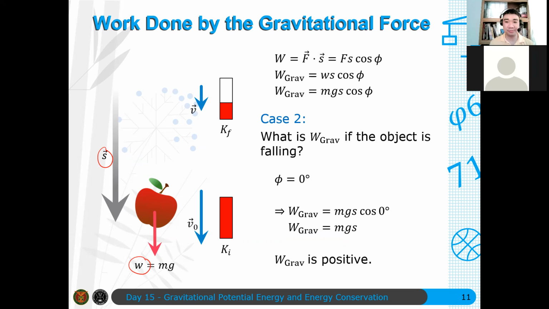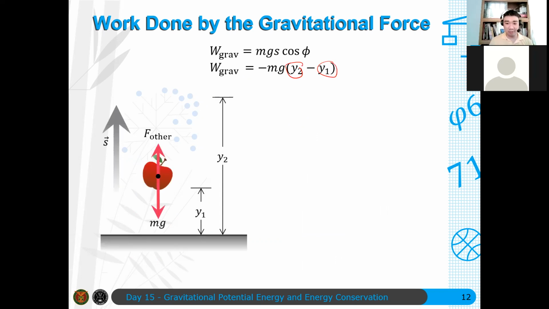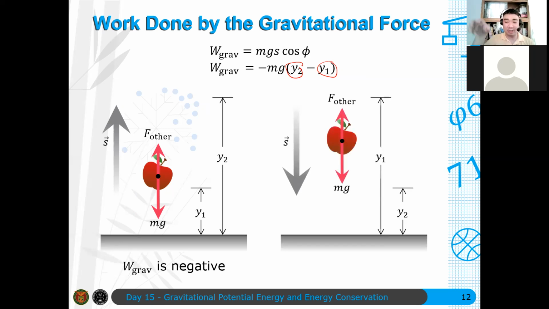Clear ba tayo dito? Yes po. I hope this is clear. Okay, thank you very much for your response. So, the work done by gravity is mgs cosine phi. And it's also equal to mg times (y2 minus y1), kasi alam natin na yung displacement s is from y1 to y2. Y2 is the final position, y1 is the initial position. Okay. So in summary, pag going upward yung apple, the gravitational work is negative. Whereas if the object is going downward, the work done by gravity is positive.